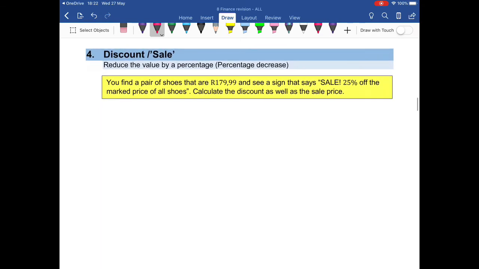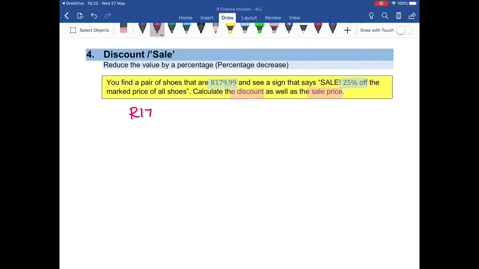Let's have a look at discount or sale. So you have to reduce the value by a percentage. So discount or sale is just a percentage decrease. You find a pair of shoes that cost $179.99. You see a sign that says sale, 25% off the marked price. What do we have to calculate? We have to calculate the discount and the sale price. Always go and highlight your keywords.